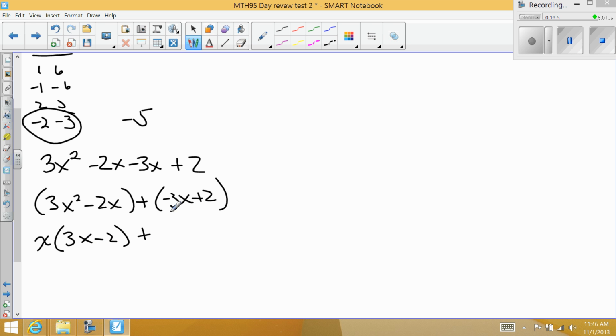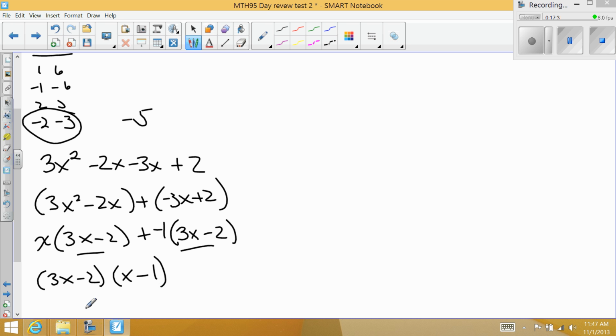My second pair doesn't look like it has anything in common, but my goal with using this method is to get a common factor. And I can see my terms here almost match these, except the signs are off. So what I'm going to do is factor out a -1. -1 times 3x is -3x. And -1 times subtract 2, negative times negative is my plus 2. That way, I get my common factor. Once I have my common factor, I can take it out, leaving behind x plus -1, or just looks a little tidier, x subtract 1.